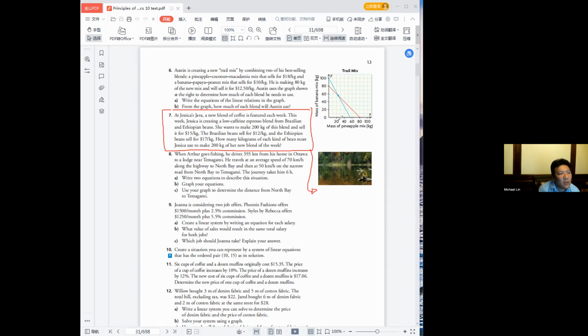So what should x be? What should y be? X should be 200 kilograms. Oh, not quite.